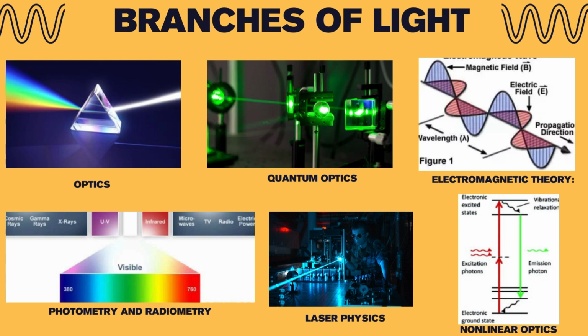Photometry and radiometry. Photometry measures visible light as perceived by human eyes, while radiometry measures all electromagnetic radiation, including invisible forms like infrared and ultraviolet light.